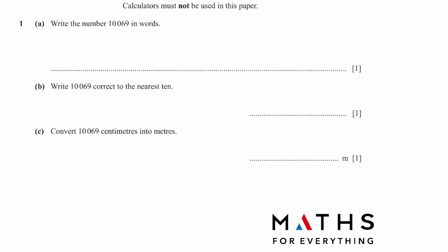Write the number 10,069 in words. We can write 10,069 or 10,069. Next, write 10,069 correct to the nearest 10.